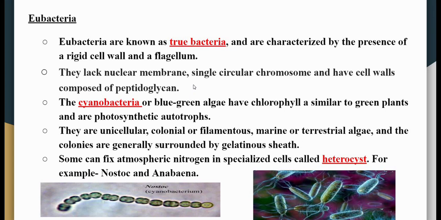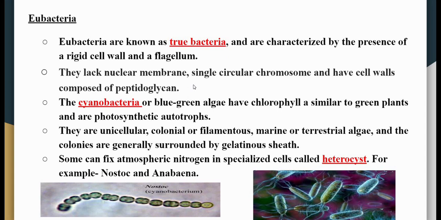Cyanobacteria, or blue-green bacteria, also called blue-green algae, is an example of a member of eubacteria. It contains chlorophyll, and it is a photosynthetic autotroph similar to green plants. Cyanobacteria are also unicellular. They can be colonial like Nostoc, or maybe filamentous. They are marine or terrestrial, and they can form colonies.